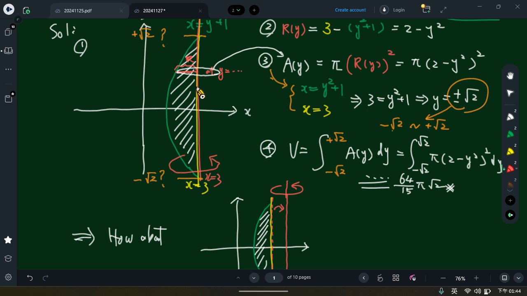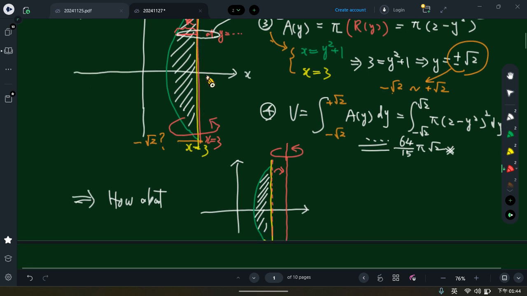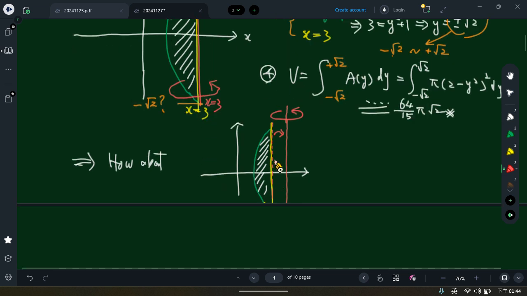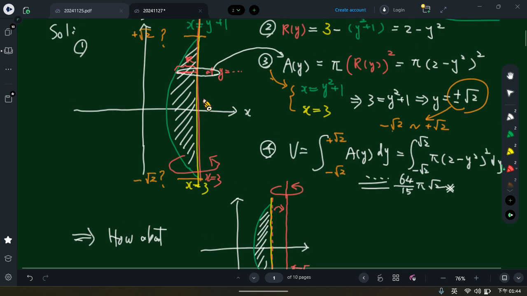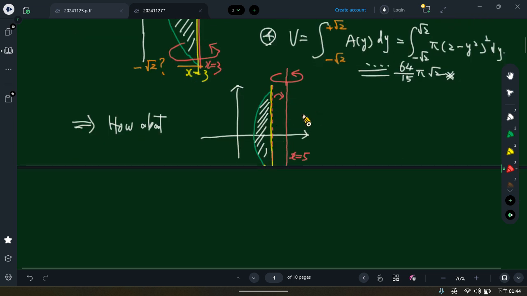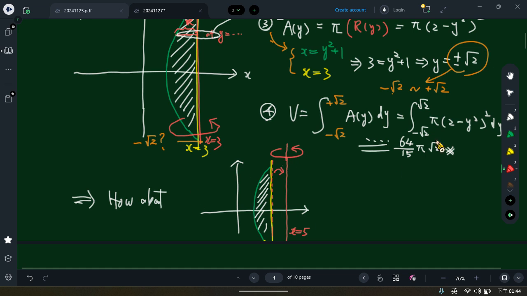The only difference is that in the first case the rotation axis is the same as one of its boundaries. But here, we just move it a little bit farther away from the boundary. For example, if here is x is equal to 5, what will happen? Can you still follow this way? No, right? Because the shape is totally different. So what is the volume?